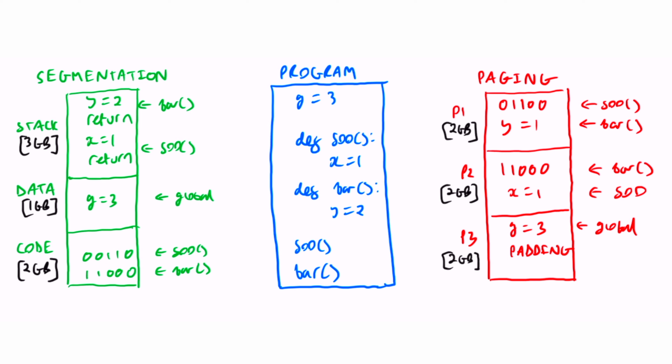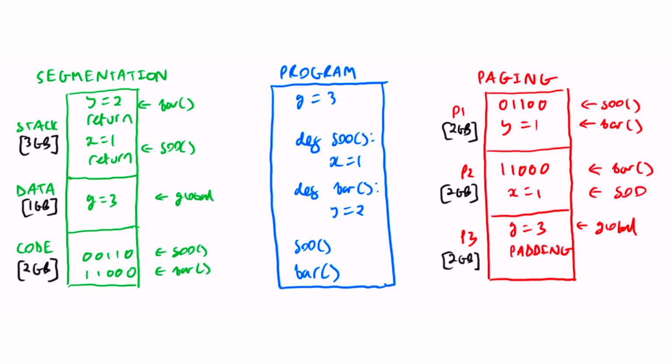So remember, segmentation is split logically. So here we have your local variables, which are inside your functions. Now these will be placed within the stack segment, okay? We also have a global variable that will be placed in the data segment. And we have inside the code segment the actual code in machine code.